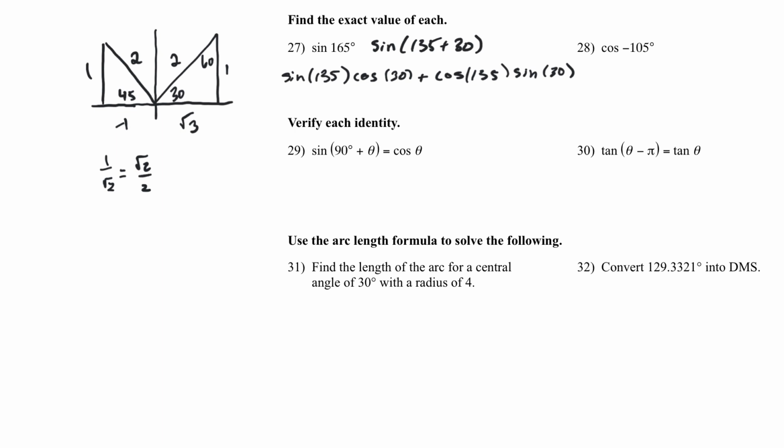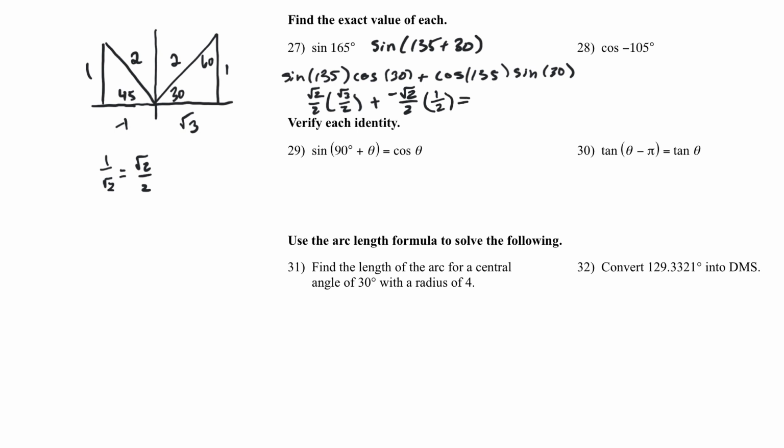So what's the sine of 135? It's going to be positive square root of 2 over 2. The cosine of 30 degrees is the square root of 3 over 2. Wait, what was that? The cosine of 30 degrees is the square root of 3 over 2. Right here it is, adjacent over hypotenuse. So we can figure that out. We put it here. The next part is going to be cosine of 135, which is negative square root of 2 over 2. And then the sine of 30 is 1/2.